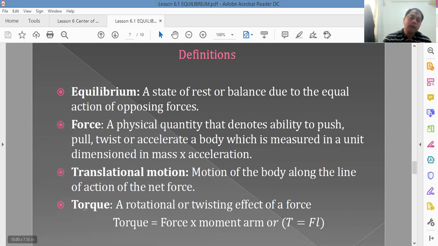Now, for the blade of our fan that is spinning, we can call the action of the force that causes the rotation torque. So the rotating blade of the fan is creating what is called torque. A torque is a rotational or twisting effect of a force. So if you apply the force in two separate directions, then you can make it rotate.